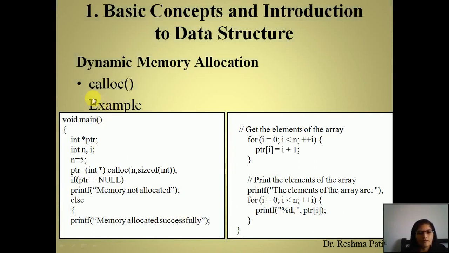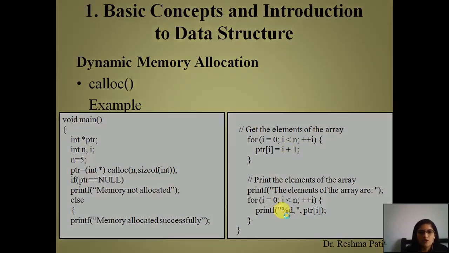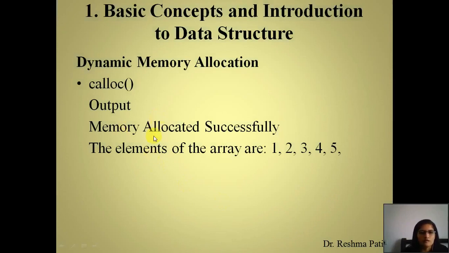The example will be the same as malloc; the only difference is that here I have to change the function name. Instead of malloc I have used calloc, and the representation of parameters is different: n comma size of integer. Again here I have to check whether the pointer has allocated memory or not. If it is not allocated, it will show memory not allocated. Otherwise it will get the elements from the user or from the system and print them here. So the output of the calloc function is memory allocated successfully. Elements of array are 1 to 5.